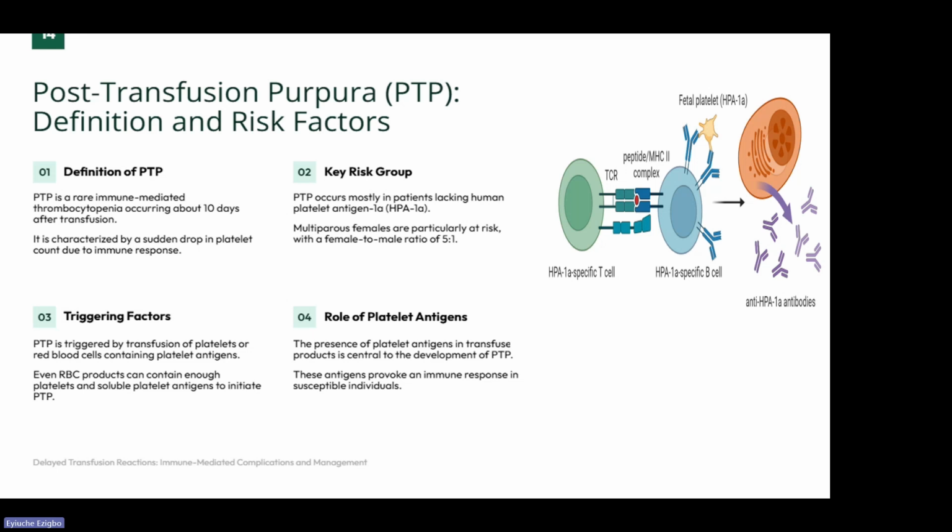But when they are transfused with blood that contains this platelet antigen, it tends to trigger an immunological response. Even a red blood cell product can contain enough platelets and soluble platelet antigen to initiate this reaction. So the presence of platelet antigens in transfused products is central to the development of post-transfusion purpura. These antigens provoke an immune response in susceptible individuals, some individuals that lack these platelet antigens.